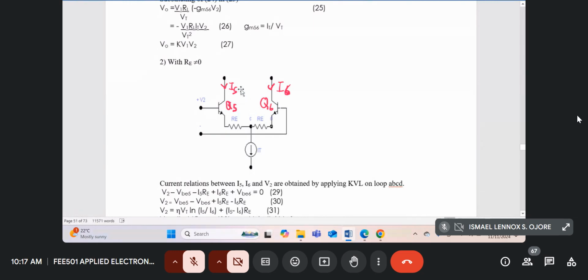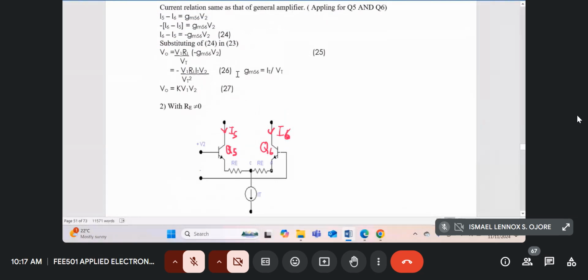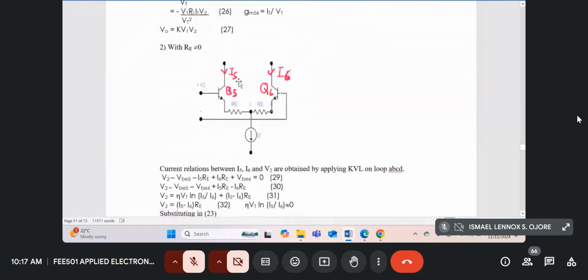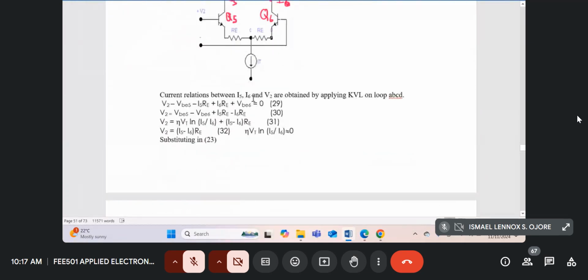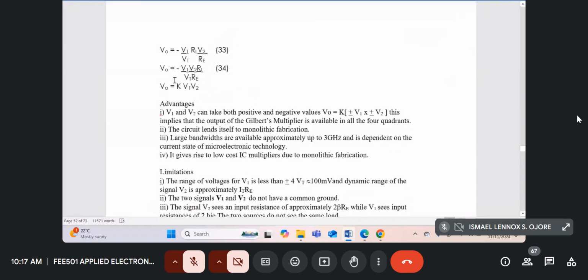In fact, equation 26 here was the equation of the output when RE is equal to 0. We get V naught is minus V1 V2 RL over IT, V squared over T squared. But with RE, so this was case 2, RE not equal to 0, we got the output as equation 34. V naught is minus V1 V2 RL divided by VT RE.